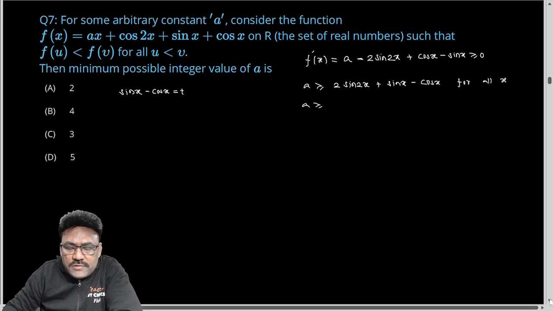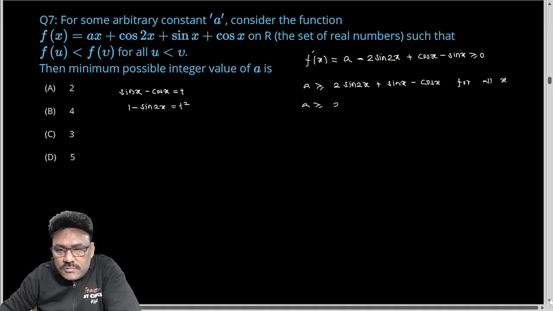and do squaring here, so sin square x plus cos square x is 1 minus 2 sin x cos x, so sin 2x is t square. So sin 2x can be written as 1 minus t square. So a is greater than or equal to 2 into 1 minus t square plus t. And t obviously lies between minus root 2 and root 2.